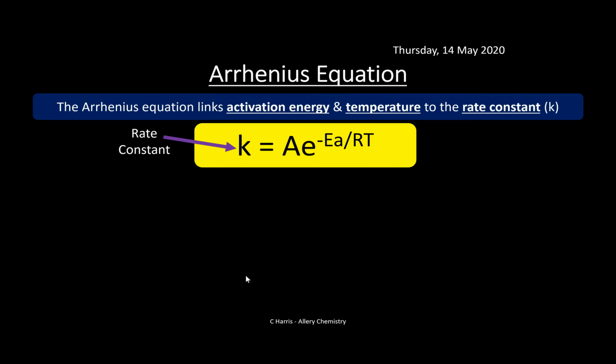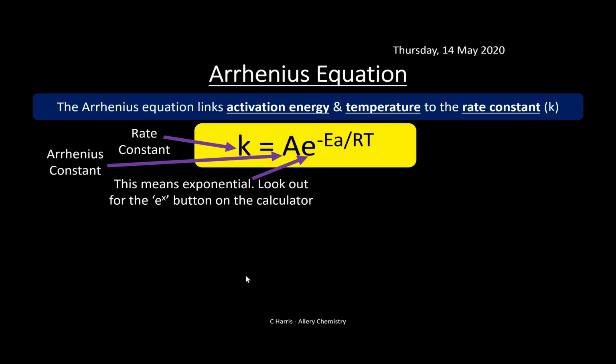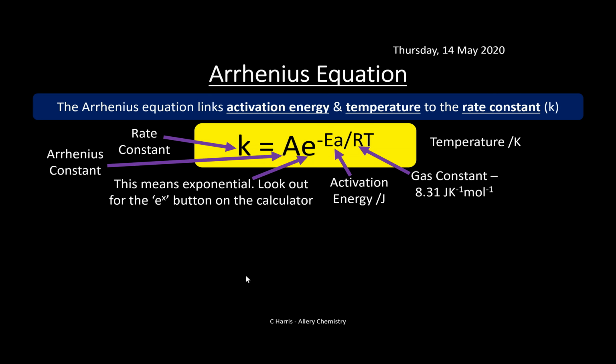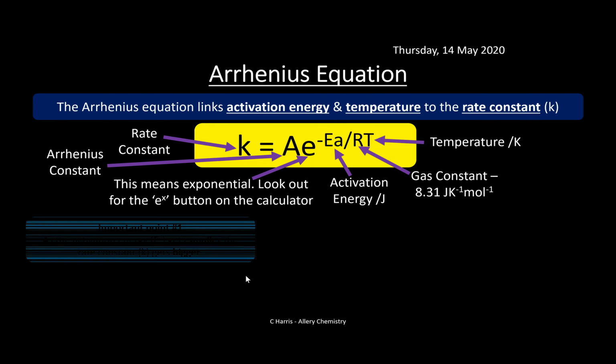So the first one is the rate constant, which is k. We've seen that one before. The Arrhenius constant is new. This is given the letter A. For the mathematicians out there, the e means exponential, and you'll see an e to the x button on your calculator. Minus Ea is your activation energy, which we've seen before. R is the gas constant, which you would have seen in the ideal gas equation, PV equals nRT. And T is temperature, in Kelvin. So these are the different parts of the Arrhenius equation.